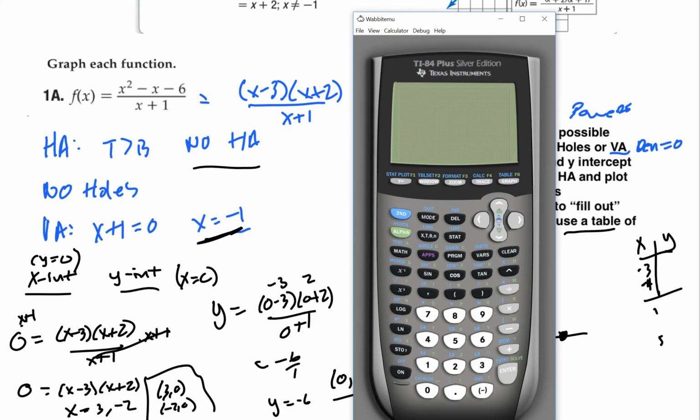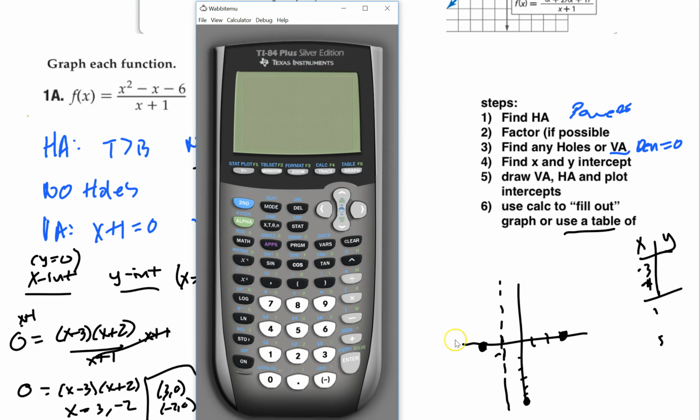I might ask you for the x and y intercepts. I like to see the asymptotes drawn on your paper. If you just draw me lines, I'll mark you down. I want to see the asymptotes. So in our calculator, we do this.